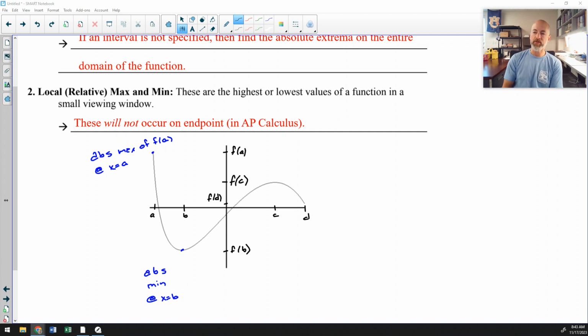Now let's talk about local extrema. Local means if you're looking only in a small viewing window, what is the lowest and highest point? Let's look right here at x equals c. This is a local maximum, and I prefer the word local, though relative is probably used more frequently. If I cut that little square out of some paper and showed you just that little bitty piece, within that small viewing window that would be the highest point. And so we will call this a local maximum at x equals c.